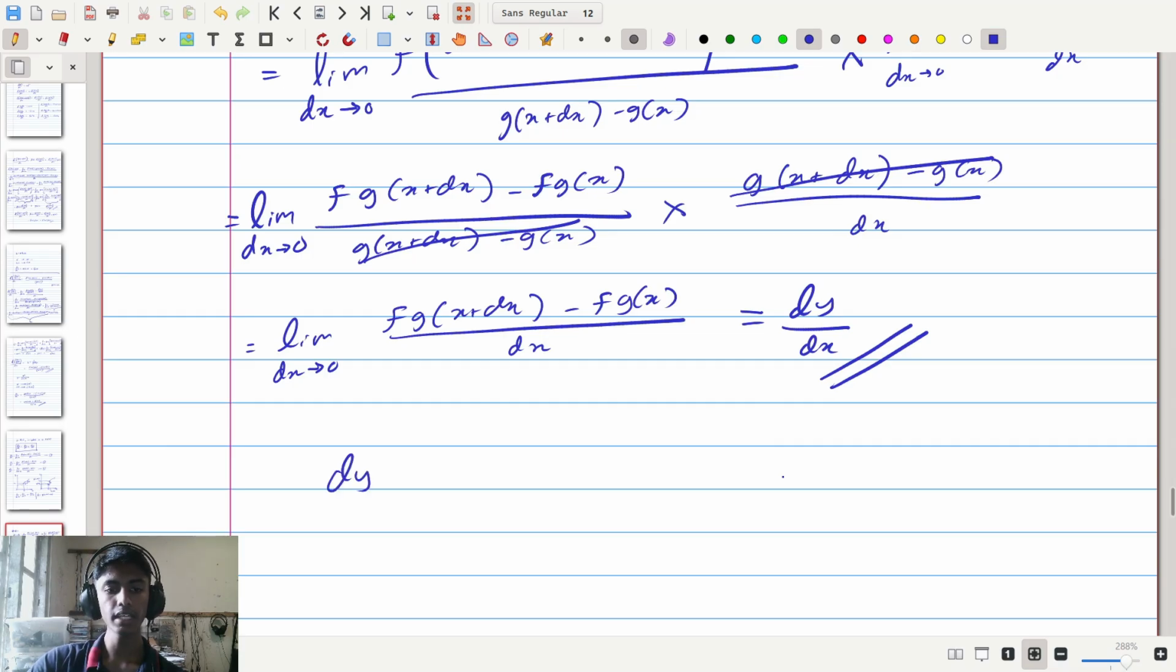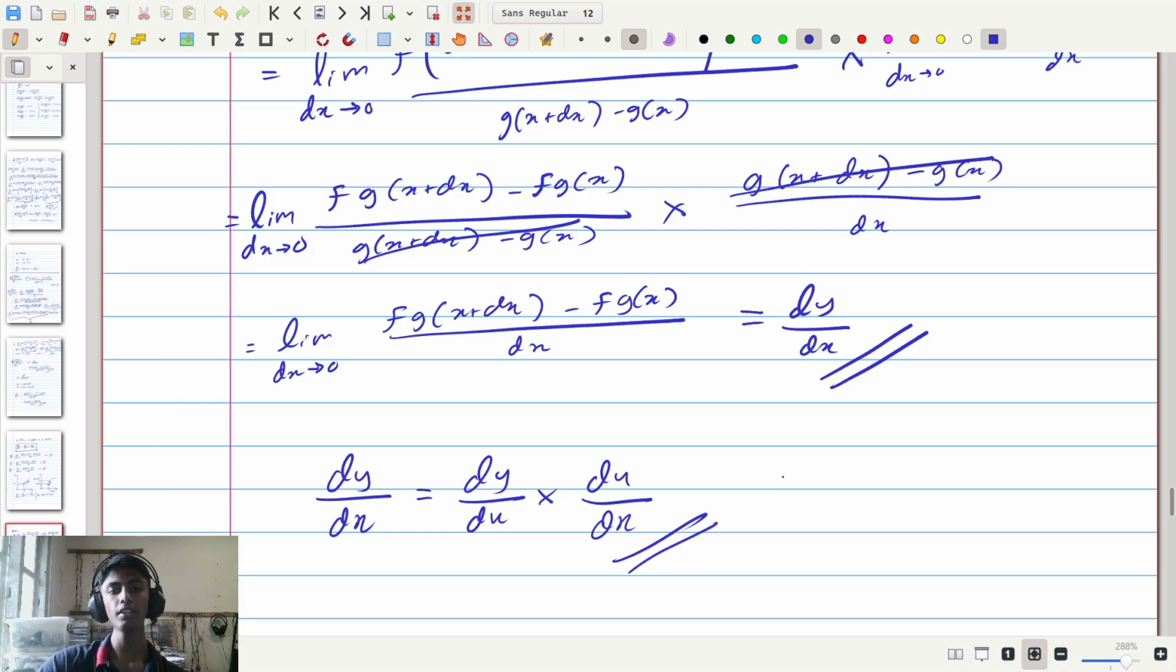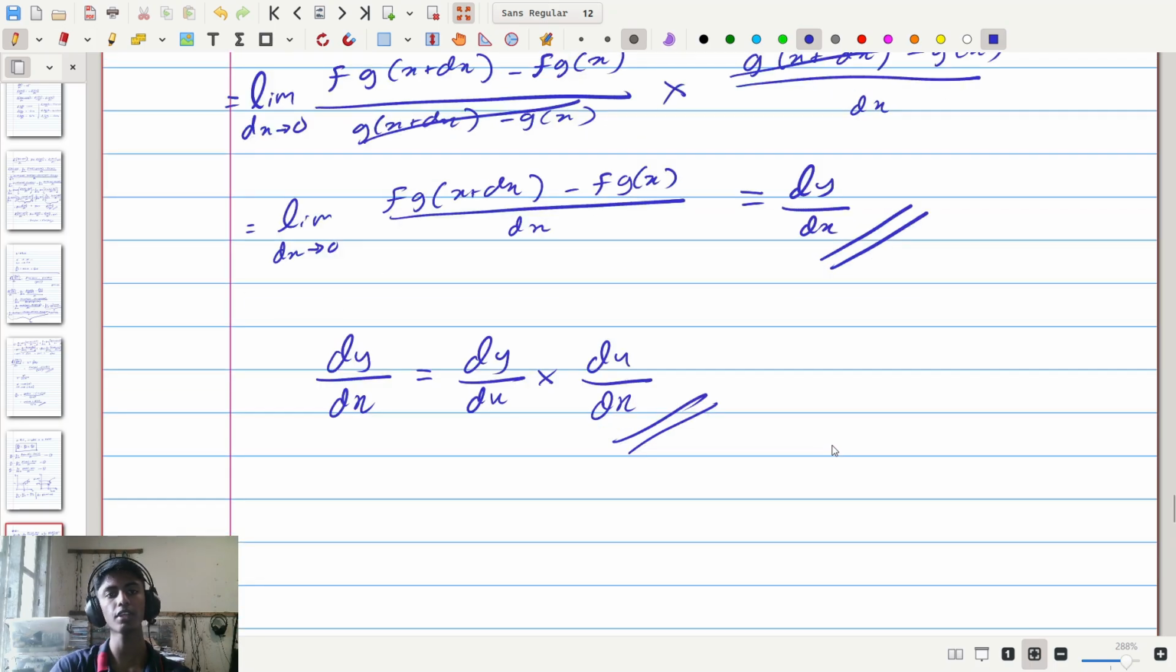Therefore, dy by dx is equal to dy by du times du by dx. This right here is the chain rule. This is the chain rule for first order derivatives. We get more complicated versions when we have higher order derivatives, but we're not going to talk about that yet because we have not reached higher order derivatives yet. But the only thing I want to stress here is that these are not fractions and this is not fractional multiplication. You cannot do this and cancel these out. That's not how it works.